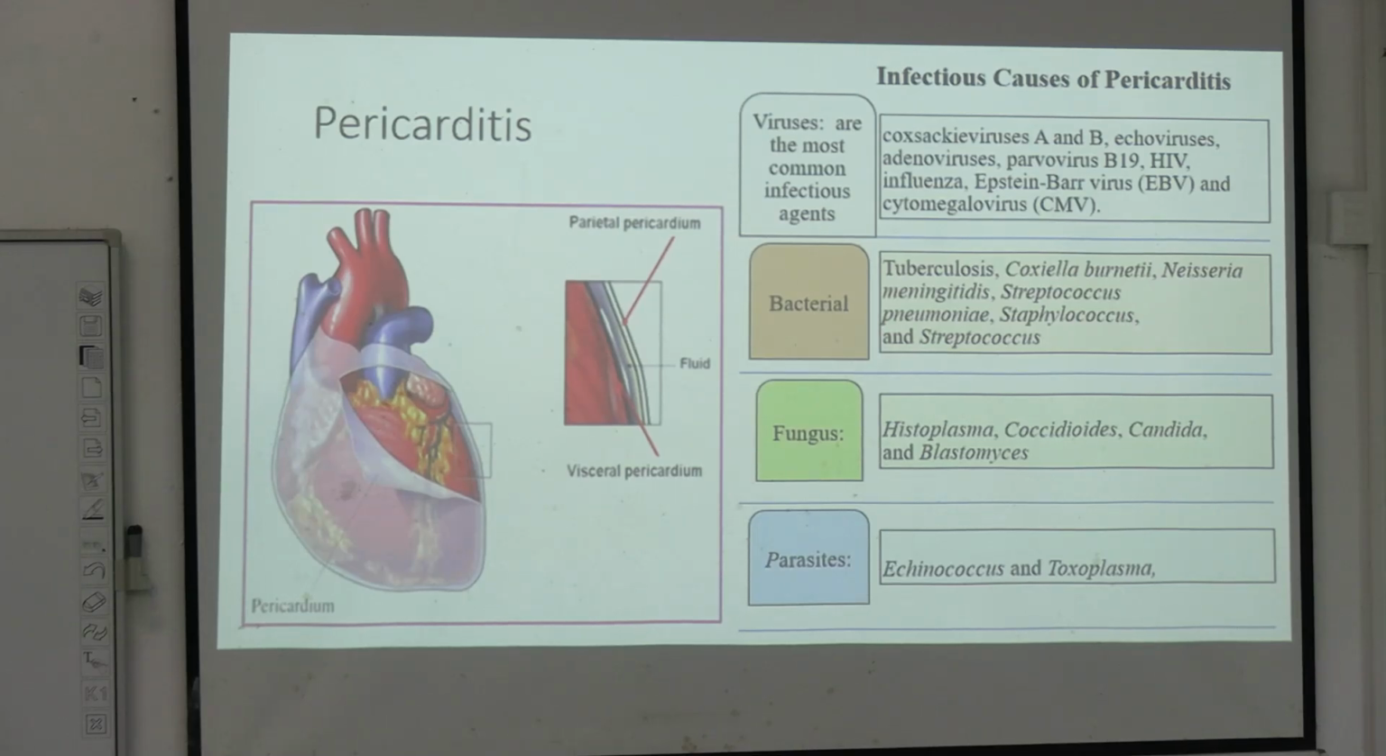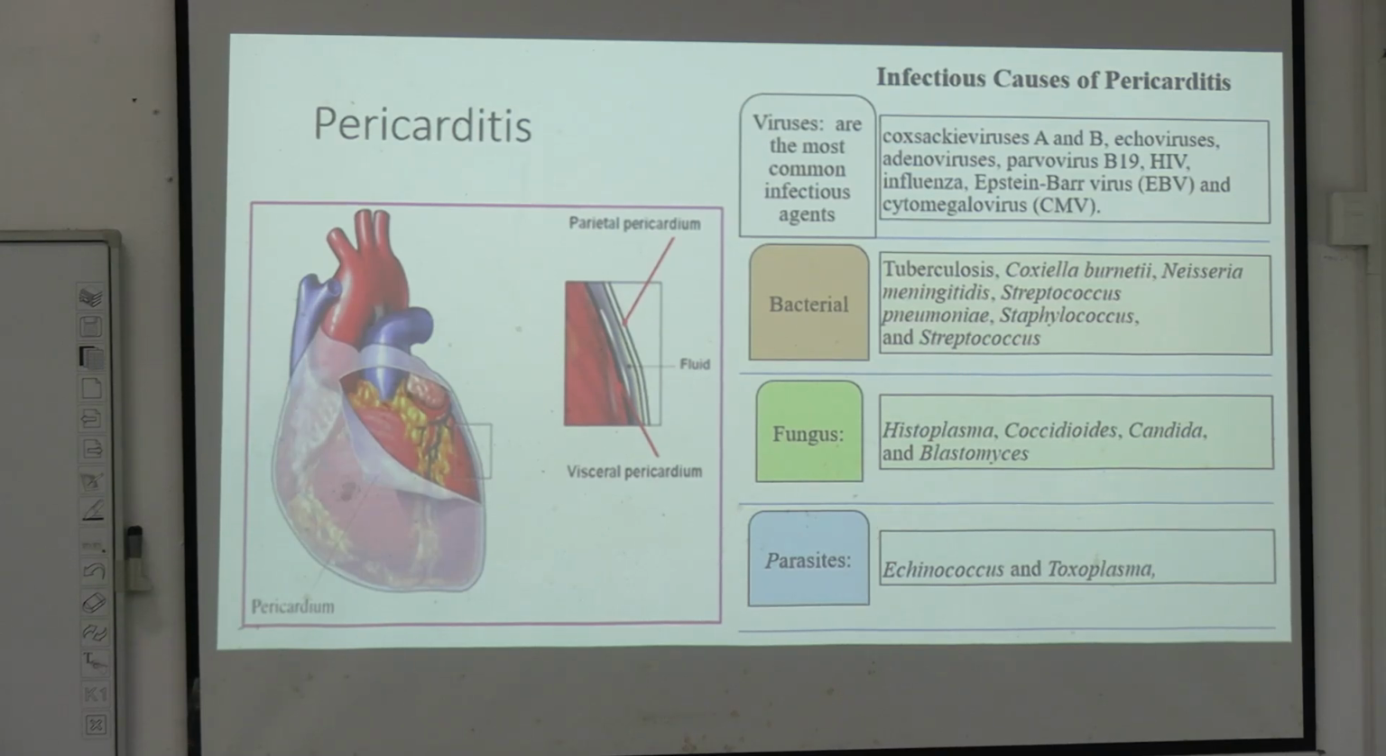Moving on, if we look at the bacterial causes, perhaps the most common cause is tuberculosis, especially in the Indian setting. However, as is obvious, in the developed countries the incidence of tuberculous pericarditis is much less. Other causes would include Coxiella burnetii, which causes Q fever, Neisseria meningitidis, Streptococci, Staphylococcus.